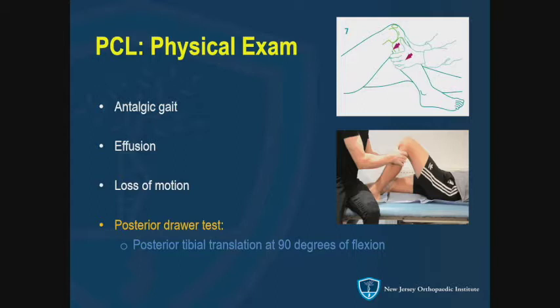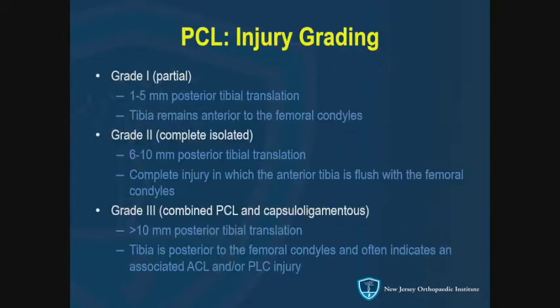Similar to the ACL, when testing the PCL, it's a posterior drawer. Generally it helps to sit on the patient's foot. You want the knee at 90 degrees, and you're going to deliver a posterior directed force to the tibia. And when you're grading these, the numbers are not so important on this slide because, quite frankly, I think it's really difficult to distinguish millimeters when you're trying to examine these patients.